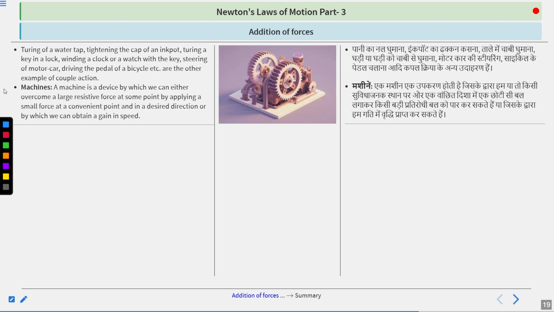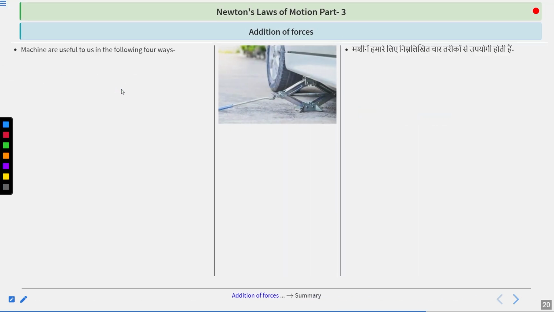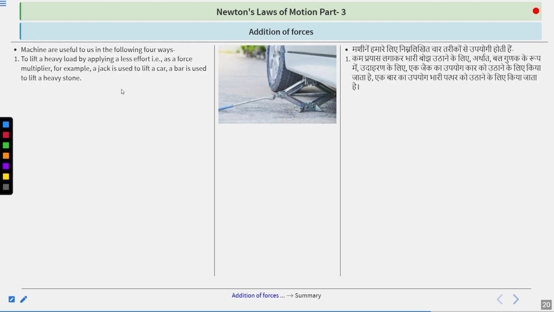If we talk about machines, what is a machine? Basically, a machine is a device by which we could either overcome a large resistive force at some point by applying a small force at a convenient point and in a desired direction, or by which we could obtain a gain in speed. Machines are useful to us in the following four ways: to lift a heavy load by applying less effort, therefore as a force multiplier.